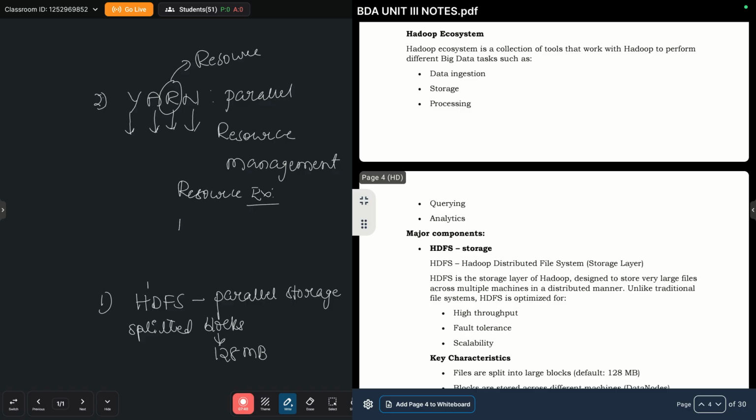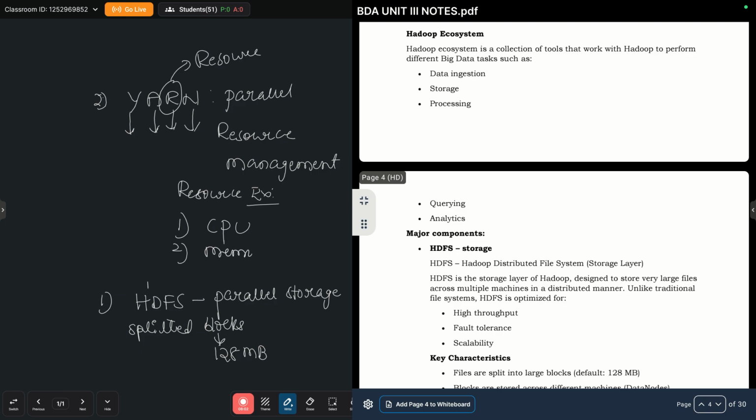Right. So your CPU is one resource, because multiple processes are executing in parallel. They are competing for the CPU. So if the CPU time is available, that process will be executed. What is the second resource?